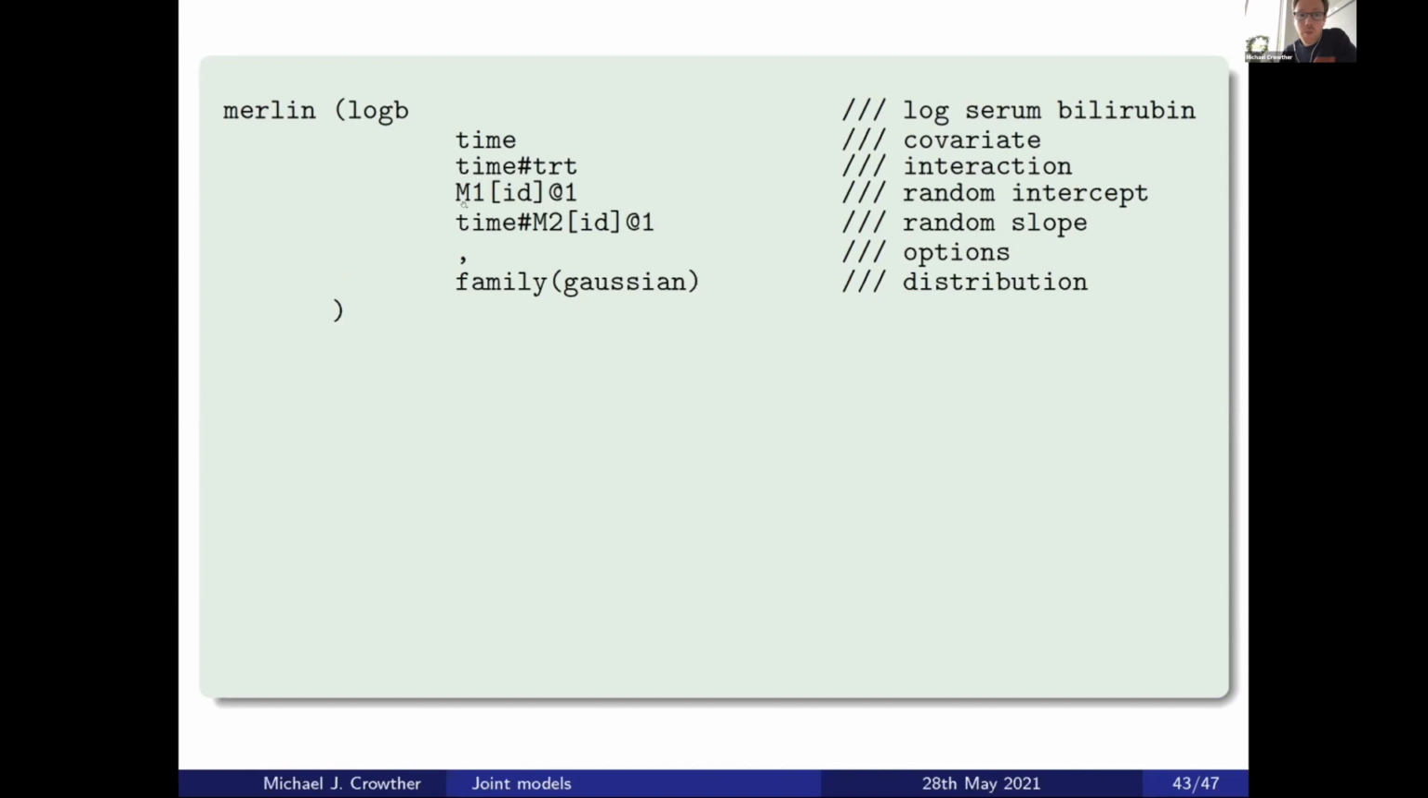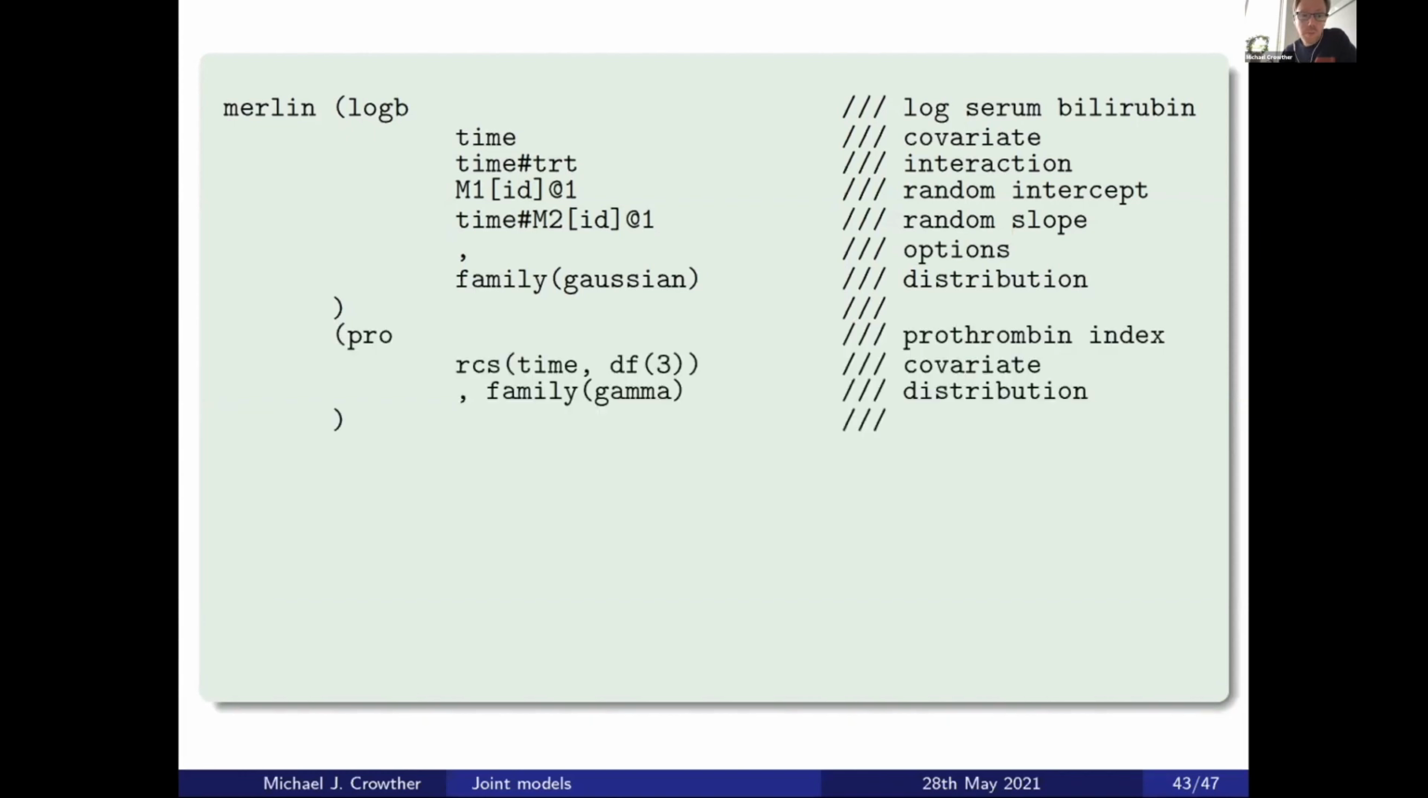Random slope: form an interaction between time and a second random effect defined at the same level of the hierarchy. So we get 2 random effects at the ID level. Okay, so that's a random intercept and random linear trend model.